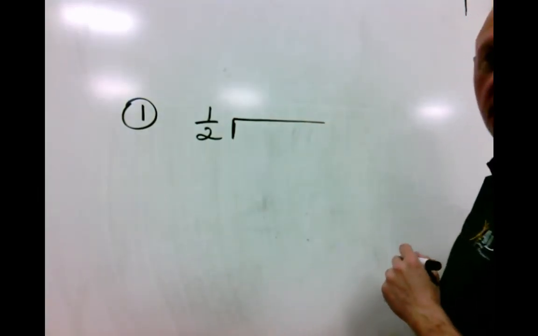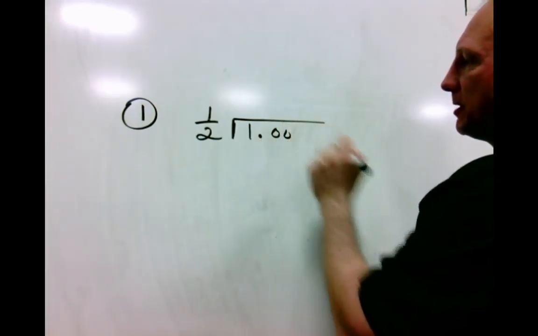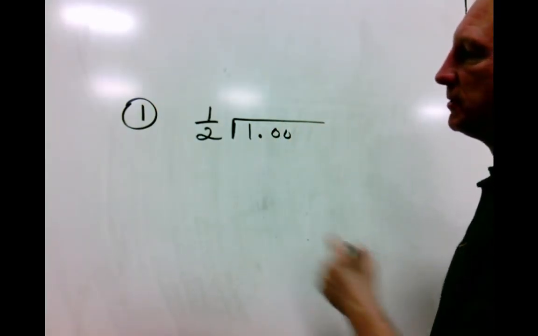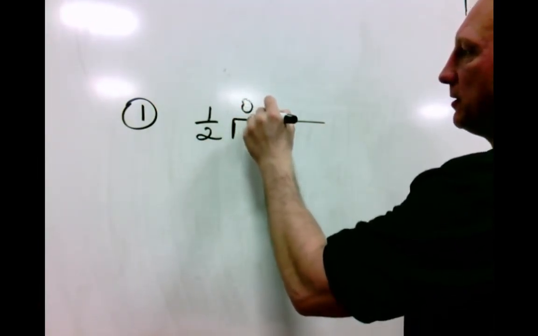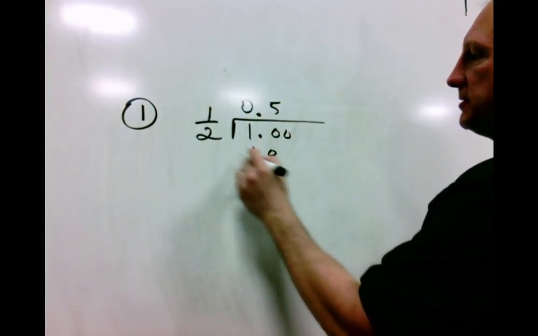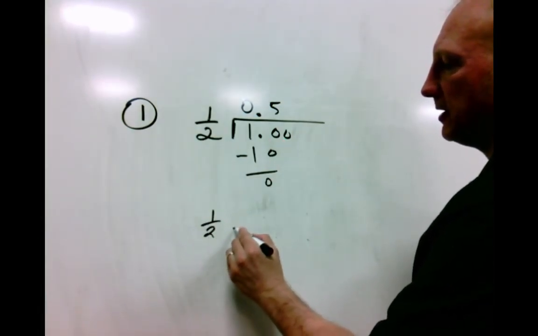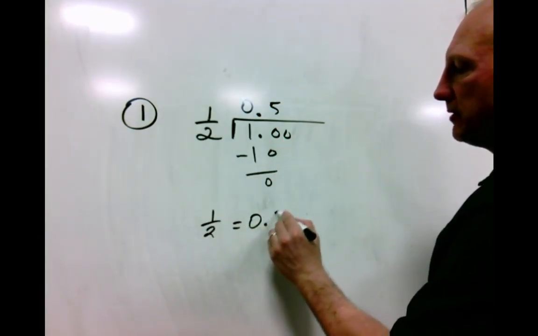Alright, so we can make a division box, take the numerator, put it inside the division box, put a couple zeros, and try and get the decimal. 2 into 1, 0. Keep the decimal. 2 into 10, 5 times. Get 10, subtract, get 0. So my decimal, a half, equals 0.5.